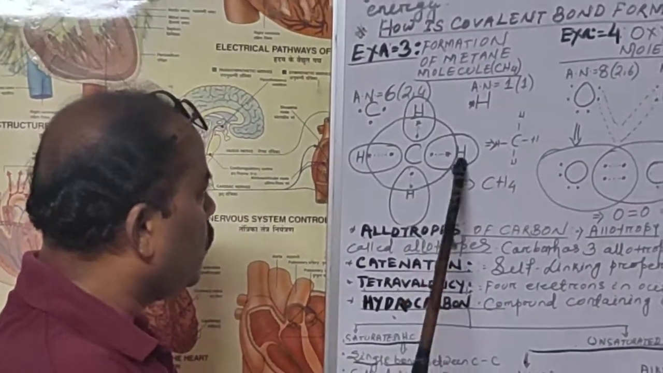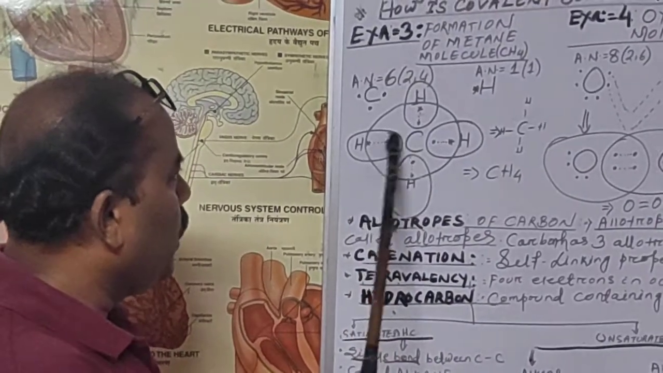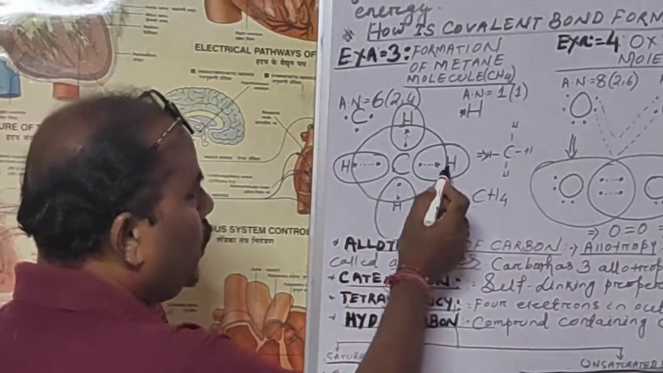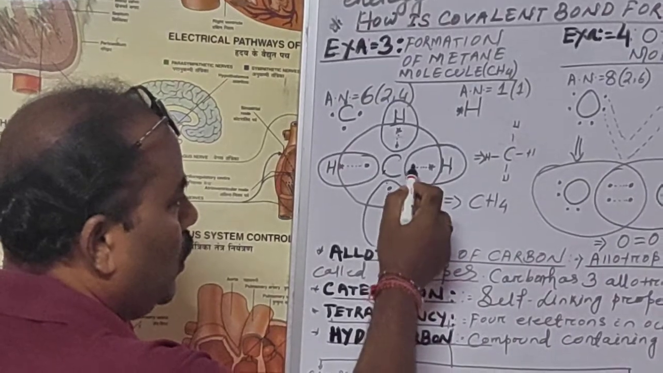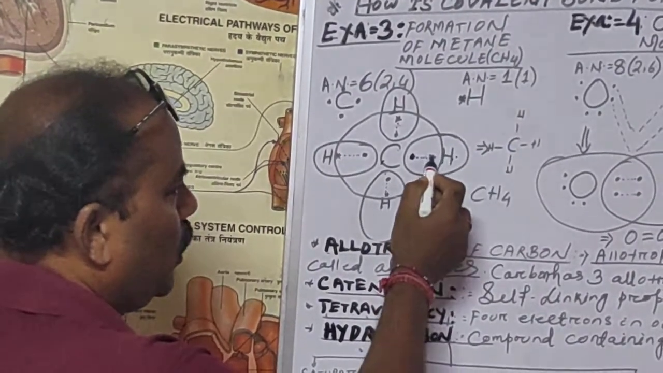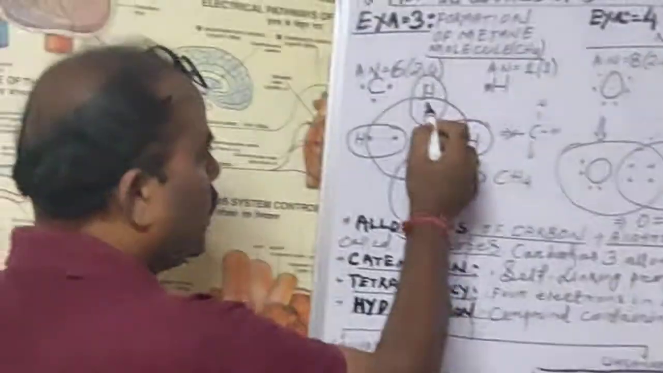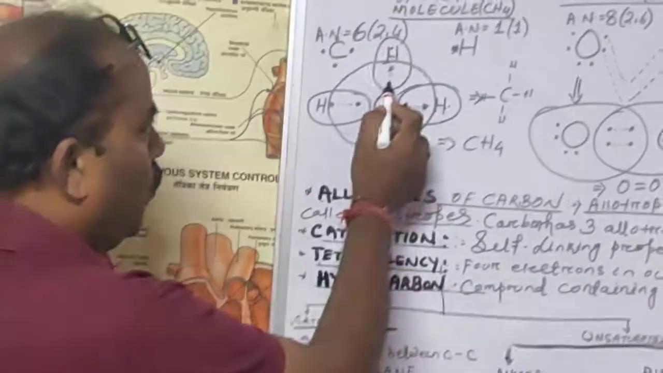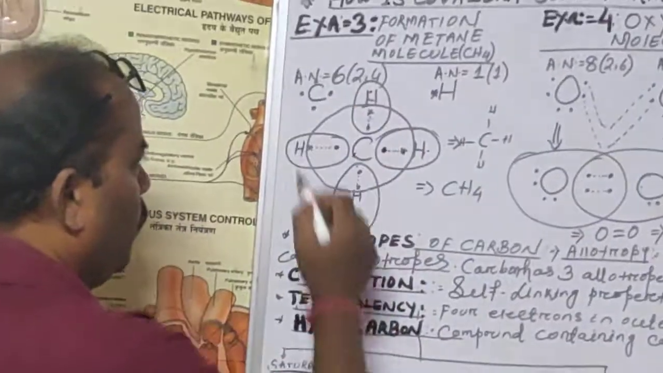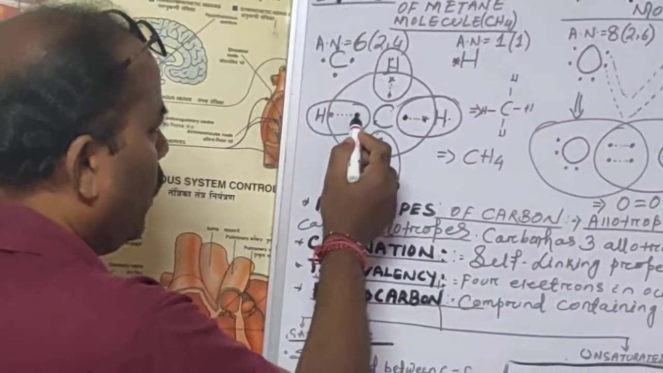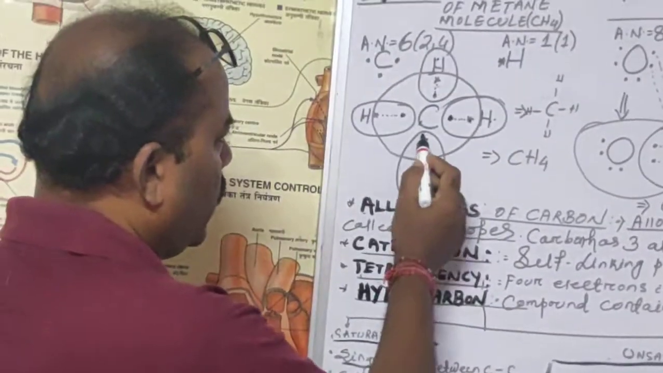So then 4 hydrogens will come there, with 4 electrons. Carbon gives each hydrogen 1 electron, and hydrogen will share 1 electron, so they will make 1 bond. This hydrogen will share 1 electron, carbon will share 1 electron, and that will make a bond. Then hydrogen and carbon bond, then hydrogen and carbon bond.